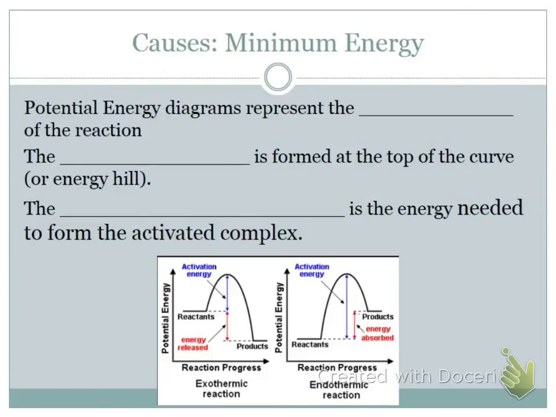So let's talk about the potential energy. You have this diagram in your notes. These are the potential energy diagrams, and what they represent is the energy pathway of the reaction. Okay? So at the top of this hill, the energy hill, is something called the activated complex, which is one of your vocab words that you will have to know. It's the activated complex.